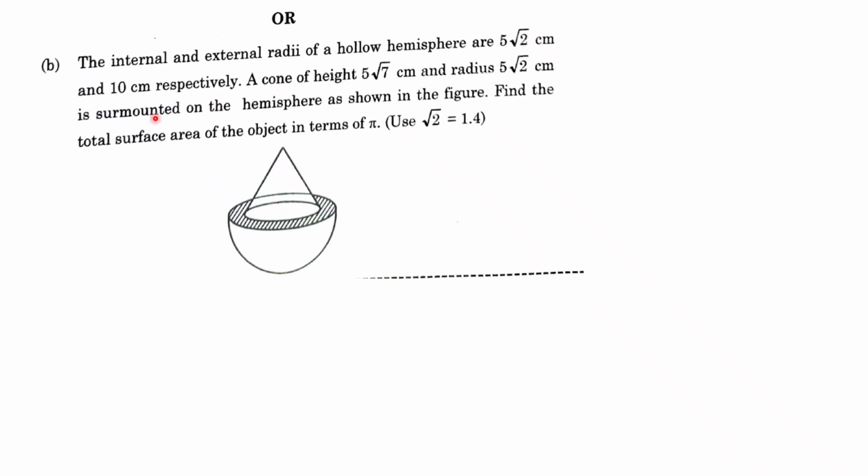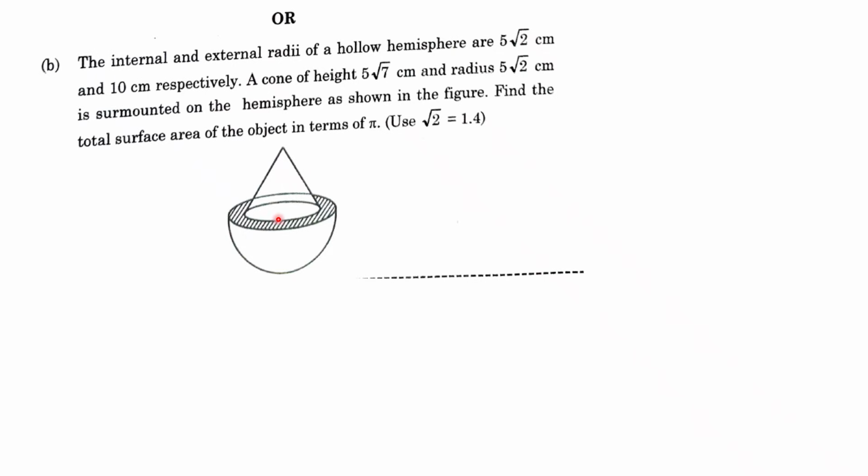Now this is the OR part of the question. The internal and external radii of a hollow hemisphere are 5 root 2 centimeter and 10 centimeter respectively. A cone of height 5 root 7 centimeter and radius 5 root 2 centimeter is surmounted on the hemisphere as shown in the figure. Find the total surface area of the object in terms of pi. So the total surface area of the object will be the surface area of this cone plus this ring part plus the surface area of this hemisphere part.